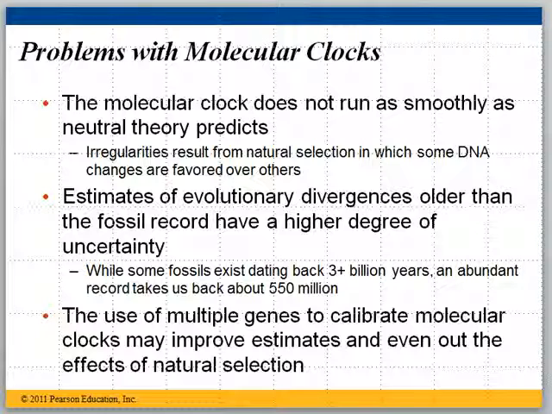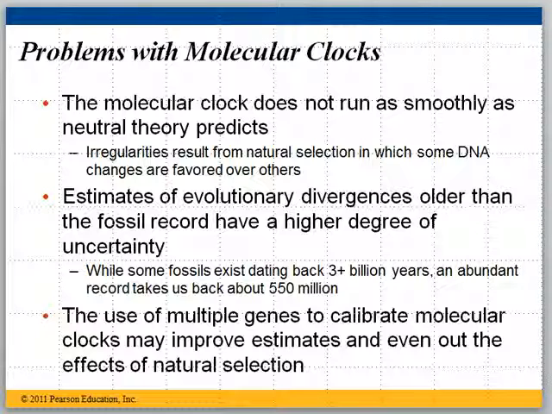And the use of multiple genes to calibrate molecular clocks is a better idea, because that helps improve your estimates and even out the effects of natural selection. These are all well-known issues in biology, and the use of molecular clocks is still debated amongst scientists as to how effective they are and what's the best way to tweak them to get them to be most accurate. It's a continuing source of debate and investigation, which is good. It makes our science better, and it makes the information that we have stronger.